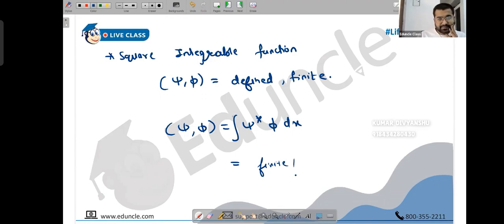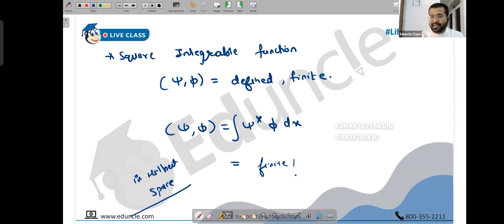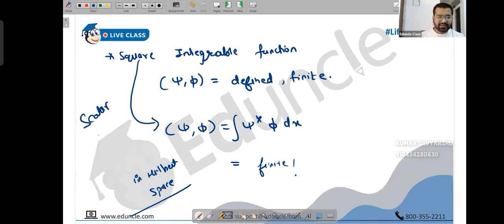In Hilbert space. Everything that we are learning in quantum is always going to be in Hilbert space. Hilbert space is nothing but a linear vector space. Additionally, you say scalar product is defined. Scalar product is nothing but square integrable function. You are just giving it a different name. This is nothing but scalar product, and that's nothing but square integrable function. You have just given different names.